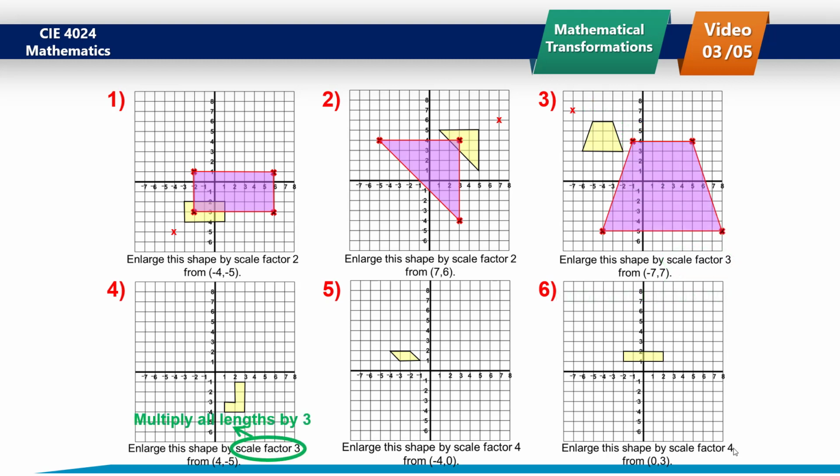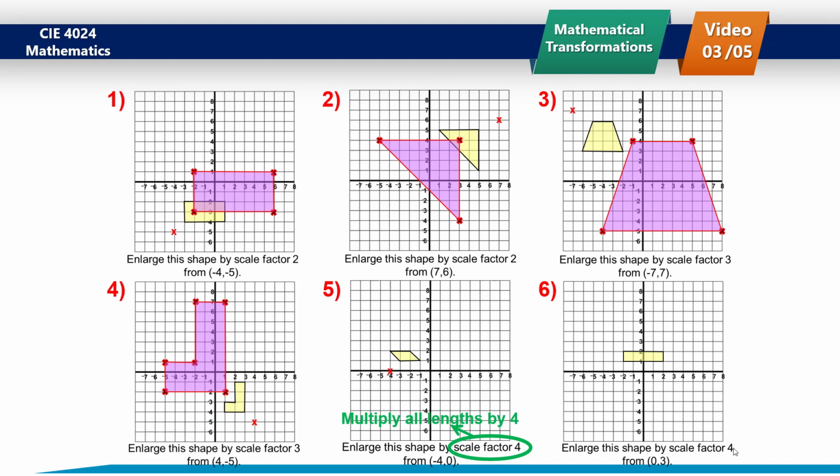Now in question number 4, as the scale factor is 3, that means the image that will be achieved after transformation will be 3 times larger than the actual one. So the center of enlargement is 4 and -5. We will measure the horizontal and vertical distance from that point, and we will produce a point which is 3 times as distant. And the same will be done with each vertex, and when we join them, we will have the transformed image, that is a scaled image.